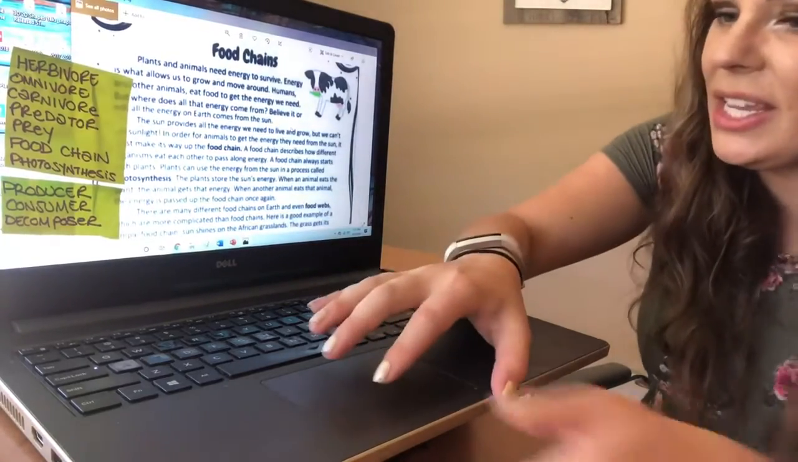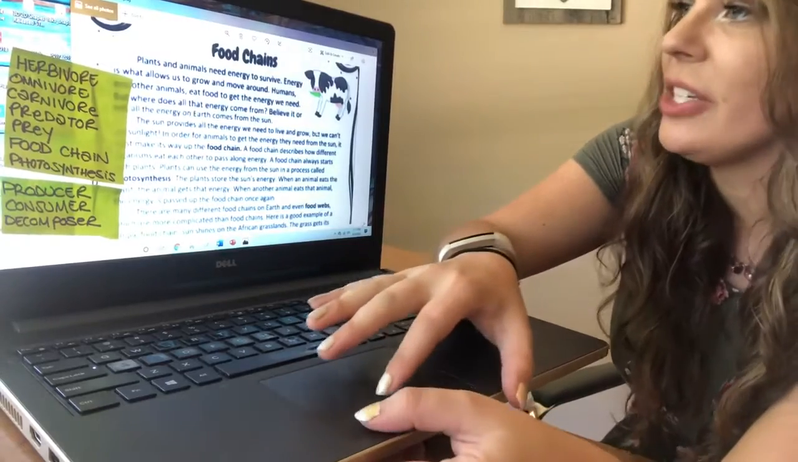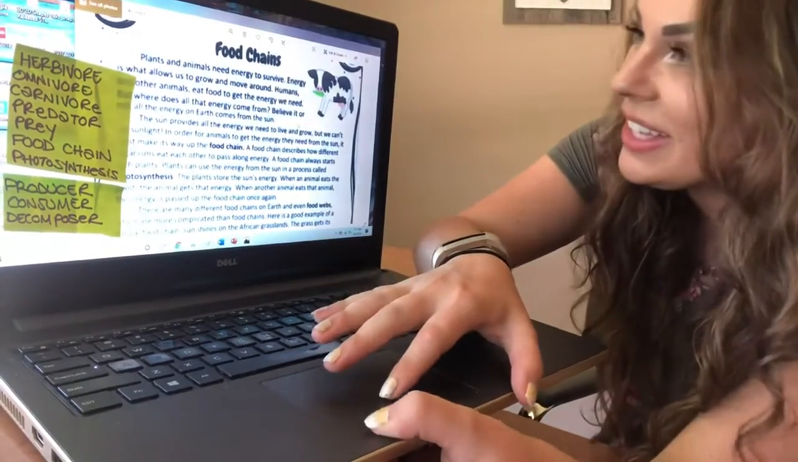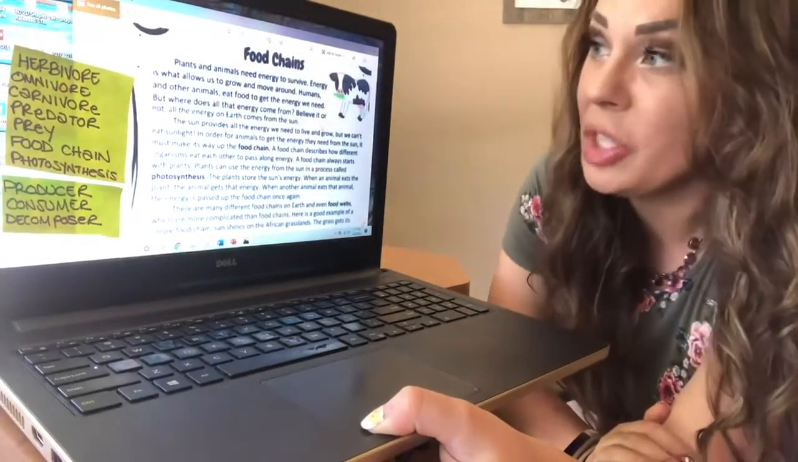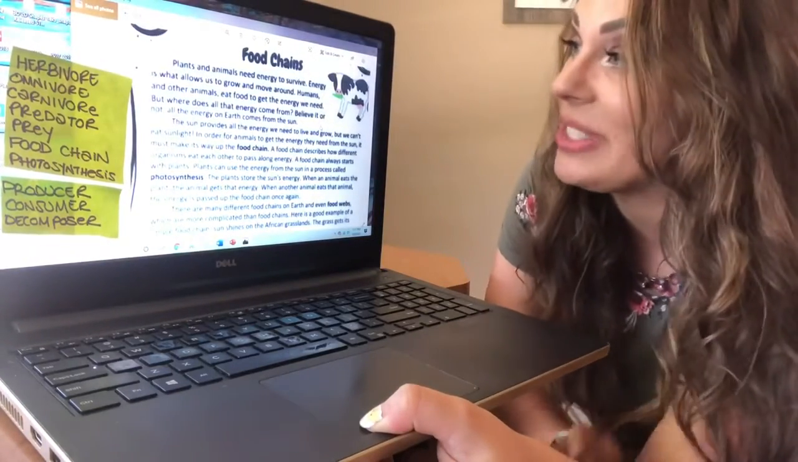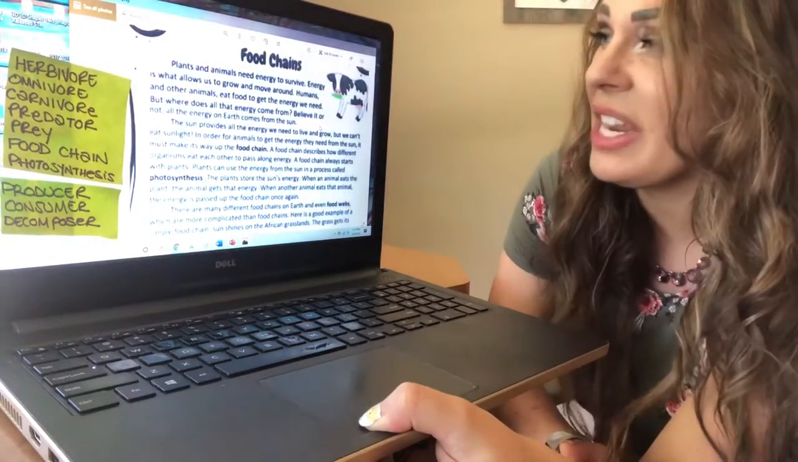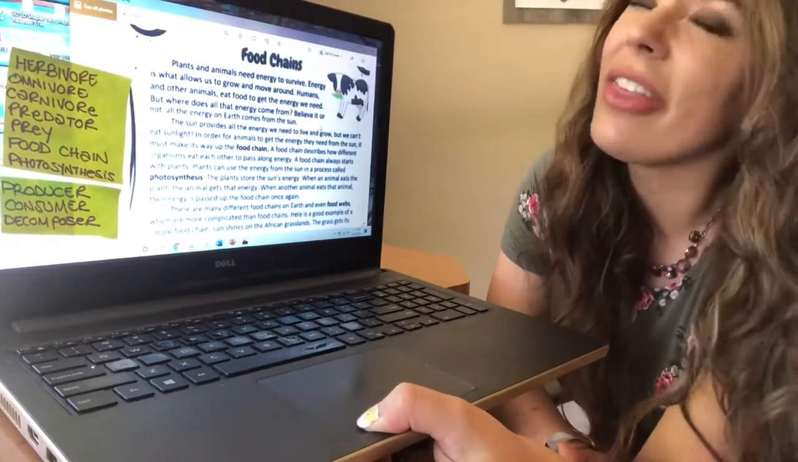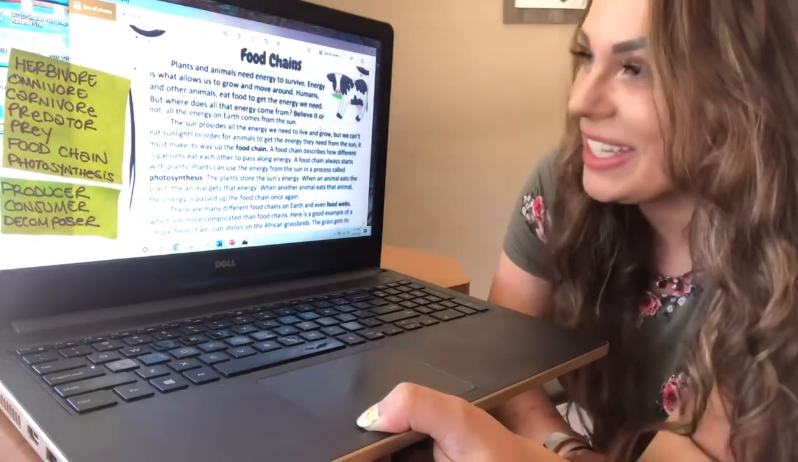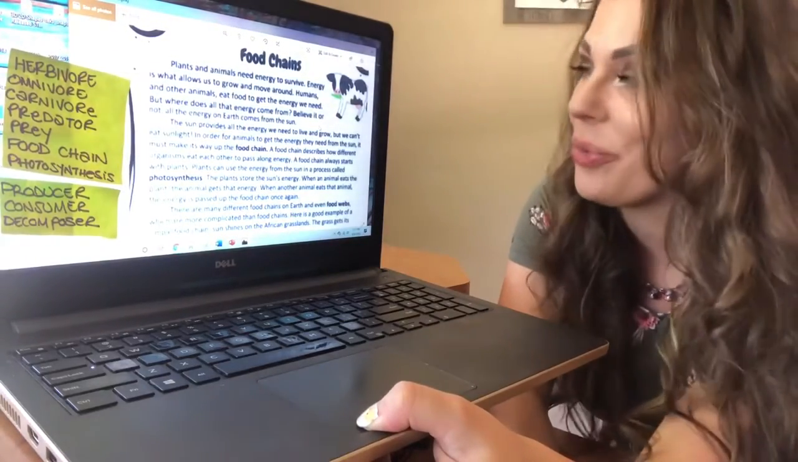So, food chains. Plants and animals need energy to survive. Energy is what allows us to grow and move around. Humans and other animals eat food to get the energy we need. But where does all that energy come from? Believe it or not, all the energy on Earth comes from the sun. The sun provides all the energy we need to live and grow.